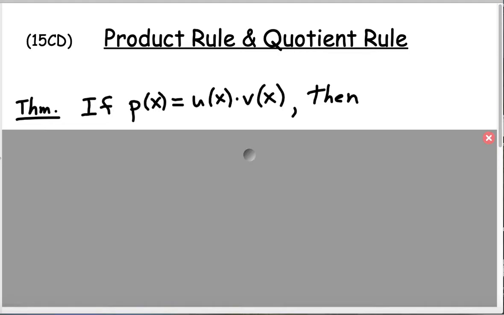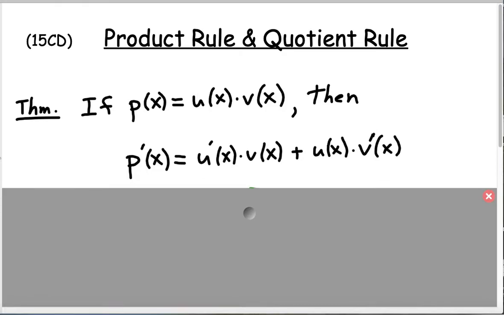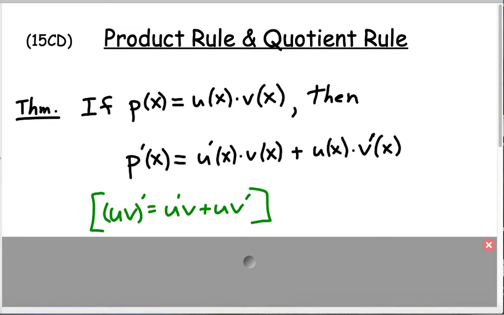If we have a function p of x which can be written as the product of two other functions, let's call them u of x and v of x, then p prime of x, or the derivative of p, is going to equal the derivative of the u function times v plus the u function times the derivative of the v function. A shorter way of writing that would be p prime of x is going to equal u prime v plus uv prime.